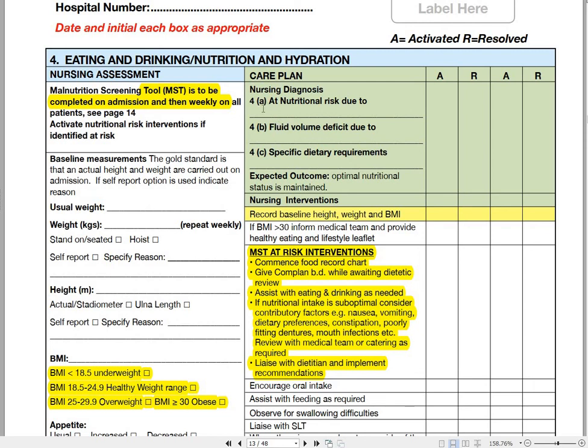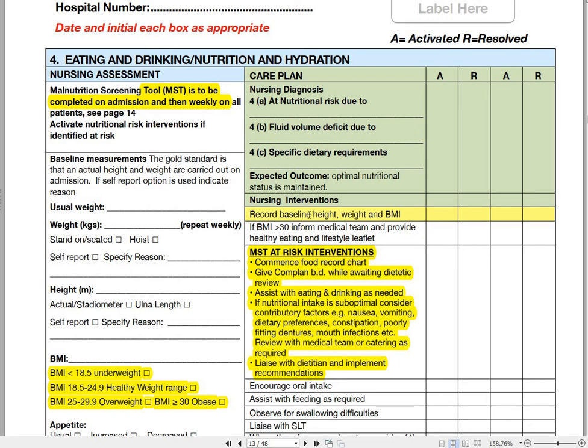So we activate whichever is relevant here. So the patient is at nutritional risk due to, so you can document there whatever that reason is. Okay, so for B, fluid volume deficit due to, maybe the patient has been vomiting or has diarrhea, so they're dehydrated. And 4C, specific dietary requirements. Perhaps the patient is diabetic or celiac, or they're on a low sodium diet or a low fat diet, whatever it is. So the expected outcome, optimal nutritional status is maintained.